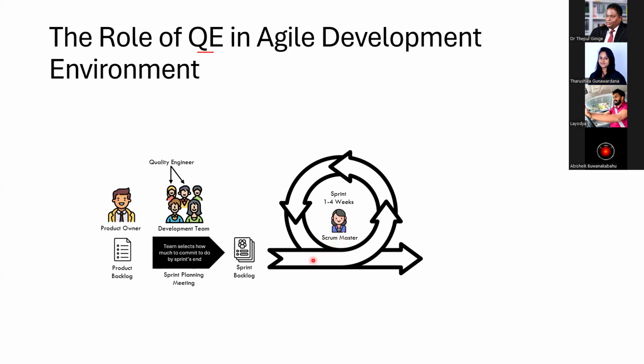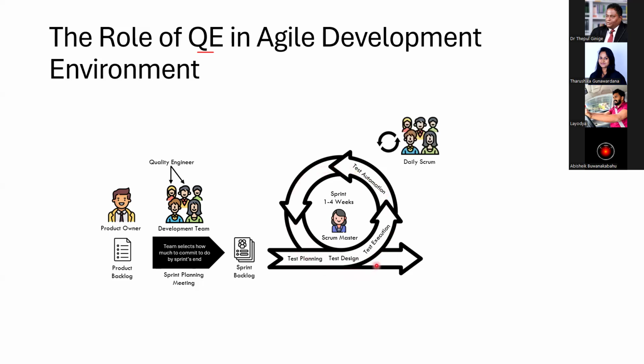So within this sprint, 2 weeks, even though it's saying 1 to 4 weeks, let's take it as 2 weeks. What we are doing is test planning, and also test designing. We are doing the test execution. We are going to do the test automation, right?